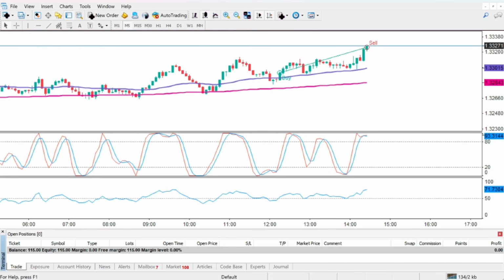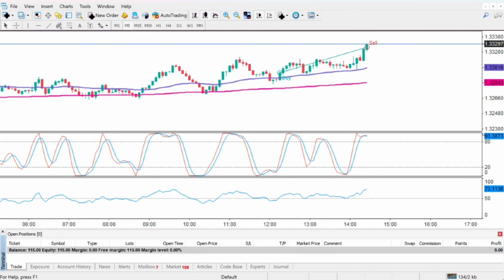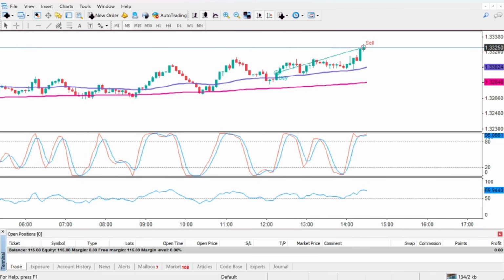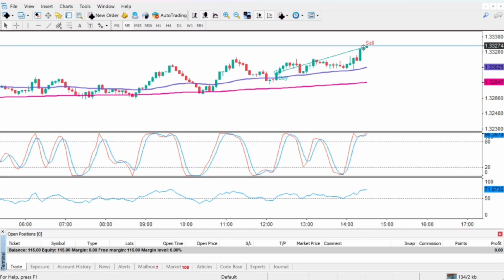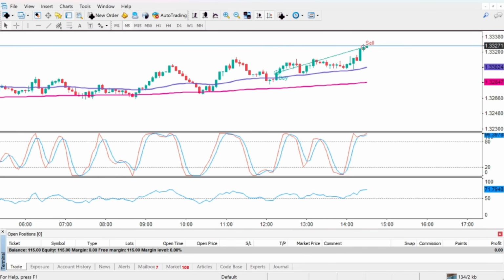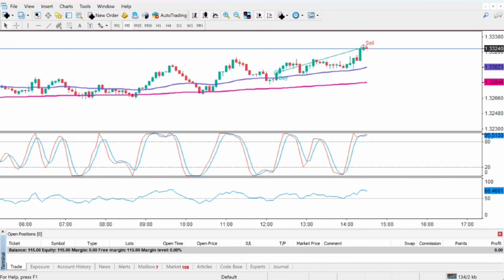And guess what? The setup actually played out perfectly. Price went straight into profit, climbed steadily, and smashed through my take profit level, plus 30 pips for the first trade of the challenge. Account's now up to $115. Not a bad way to start at all. If every trade was this clean, this challenge would be over real quick. But of course, trading never works that way. Let's see how long we can keep this momentum going.